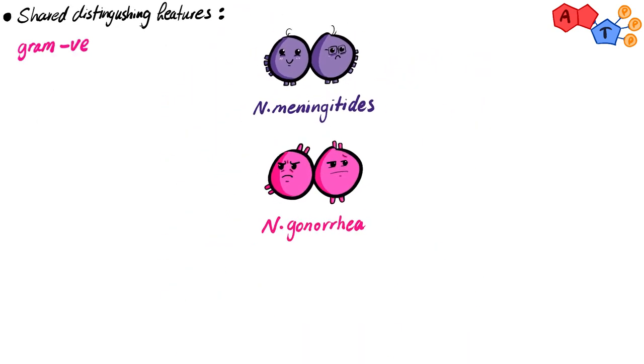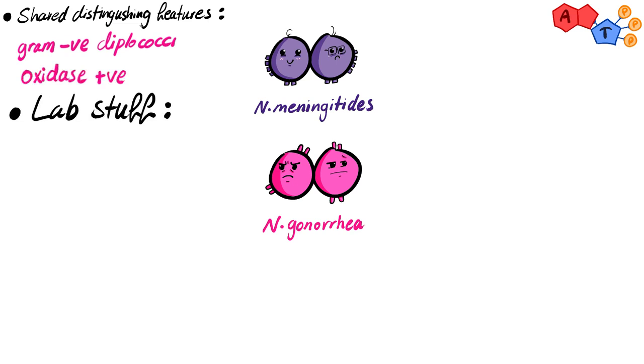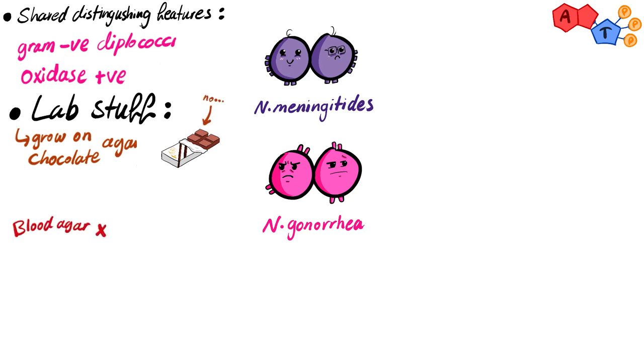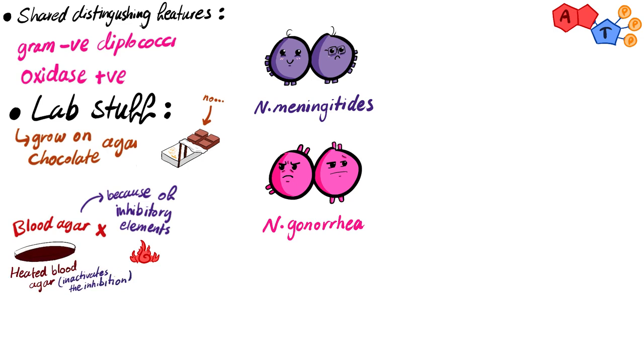First of all, they're both gram-negative diplococci, and second of all, they are both oxidase positive. For the lab stuff, Neisseria species grow on chocolate agar. But what is that? Do we actually use chocolate? No, not really. Neisseria species can't grow on blood agar because they're inhibited by some of the elements in the blood agar. However, when we heat the blood agar, these inhibitory elements become inactive and thus Neisseria can grow. This heated blood is in fact the famous chocolate agar.